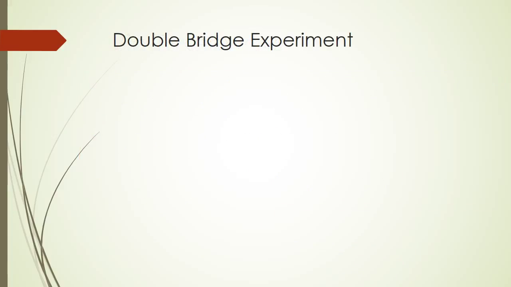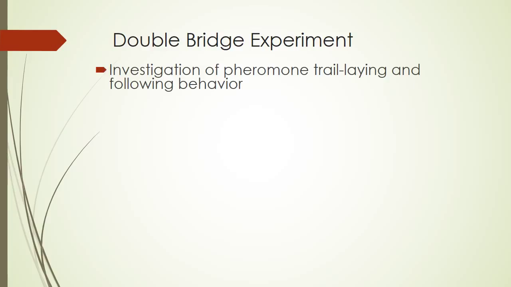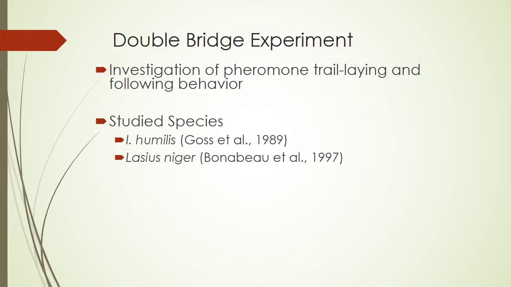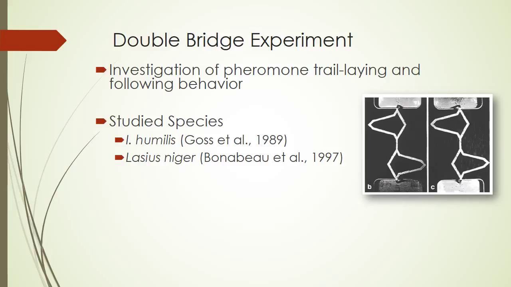In order to get a better understanding of how ants use stigmergic behavior, we're going to take a look at the double bridge experiment. This was an investigation of pheromone trail laying and trail following behavior. Now, the species studied in this experiment were the Iridomyrmex humilis, which was done in 1989, and the Lasius niger, which was done in 1997. This is a photograph of the trail setup, showing the short and long trails, and we'll get more into that in a second.